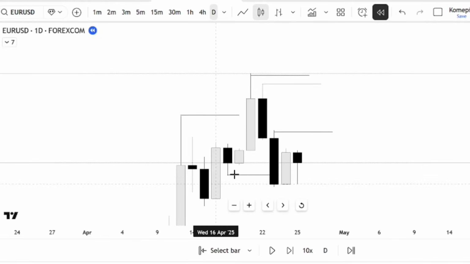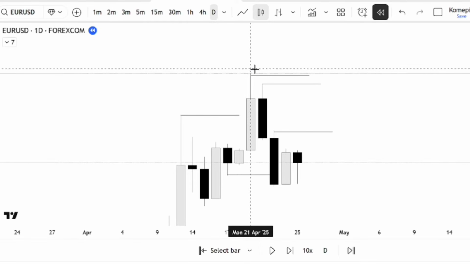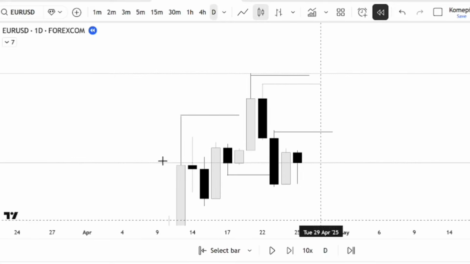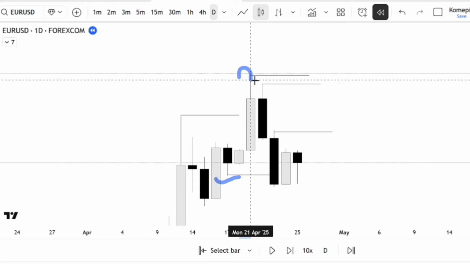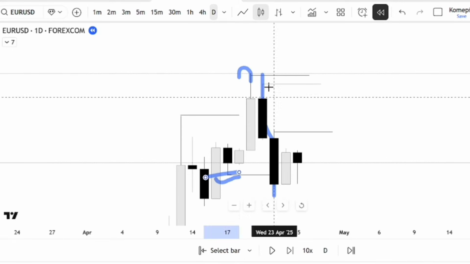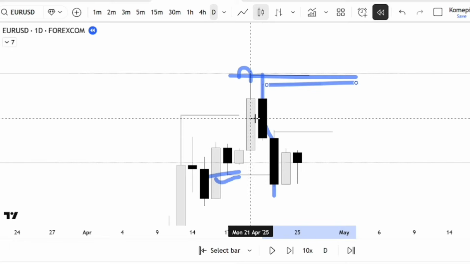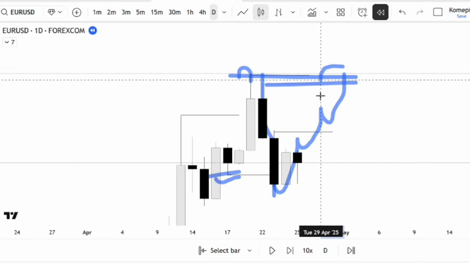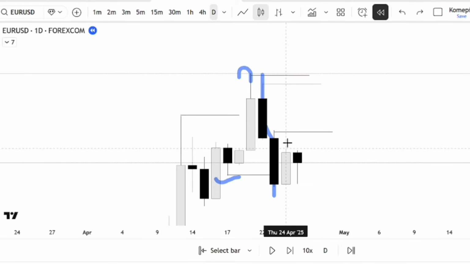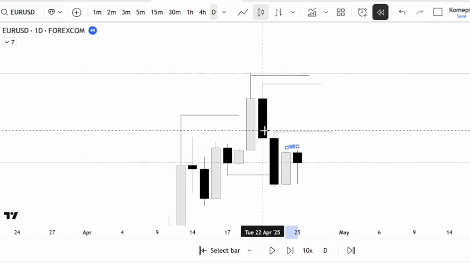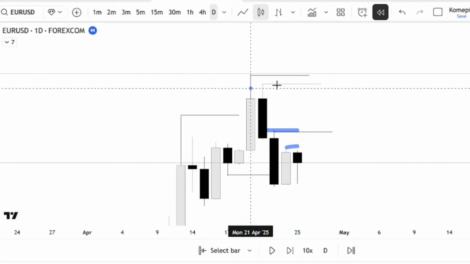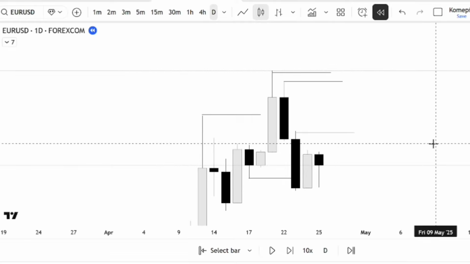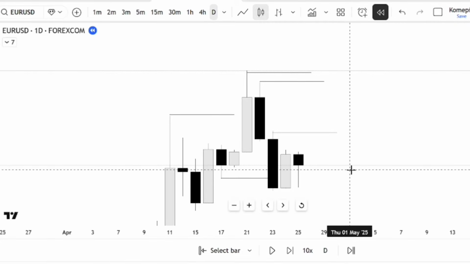So after an inducement is taken, the high that created the inducement tends to be the high price wants to target. So in this case, this was the inducement and this is the high that took out the inducement. So because of that, this potentially becomes our target. However, it doesn't mean that price will have to come all the way up here and take this high. No, price can decide to come and take out minor liquidities or even intermediate liquidities before this external liquidity. But the most important thing here is that you know exactly where price is likely to go next.